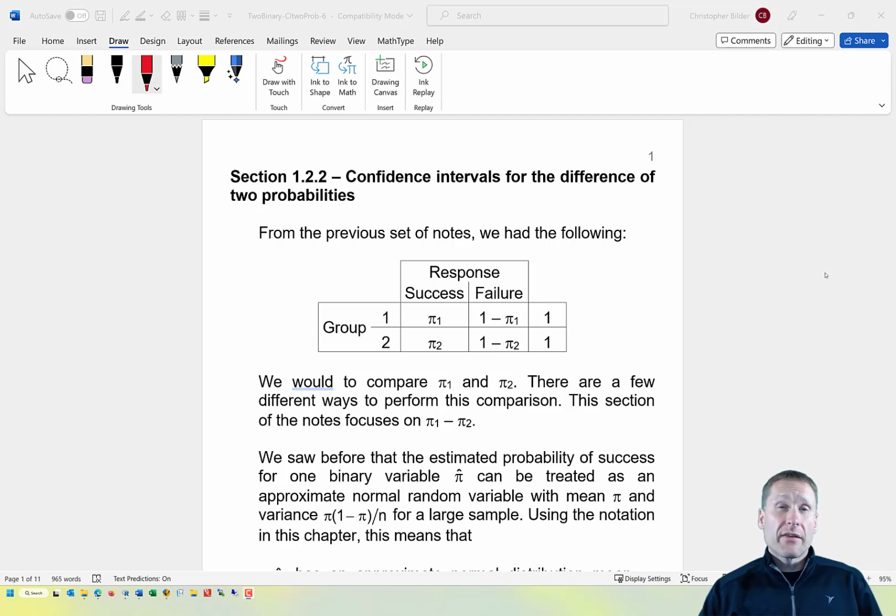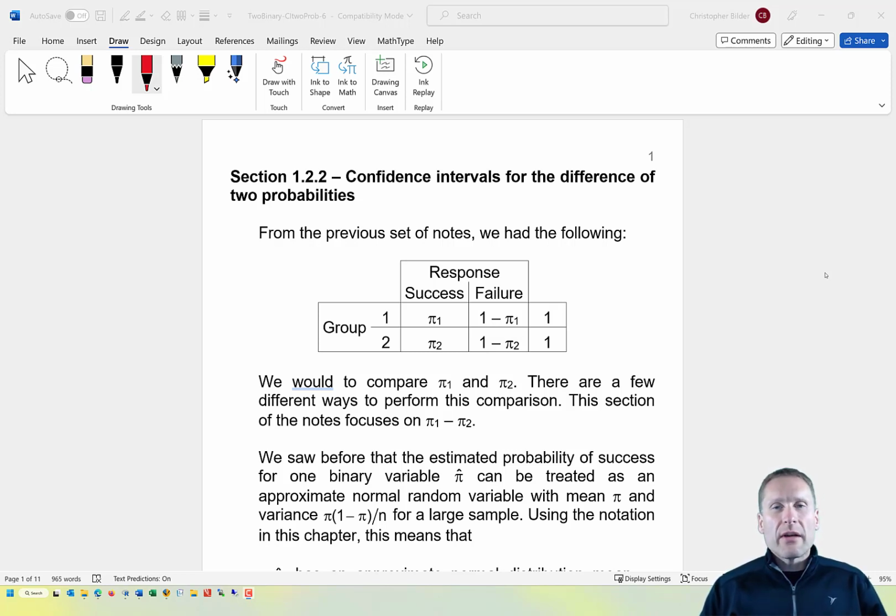We just completed a set of notes where we looked at the notational setup for a 2 by 2 contingency table, where for the columns we have some kind of response variable, which could have two categories. One category could be a success, a second category could be a failure. And we observe this response corresponding to items that are within two different groups. Simply, let's call them group 1 and group 2.